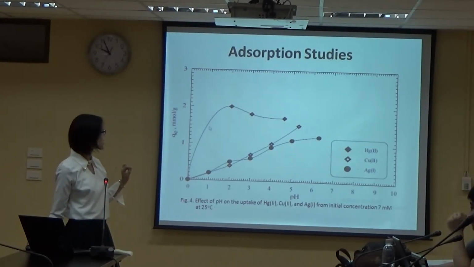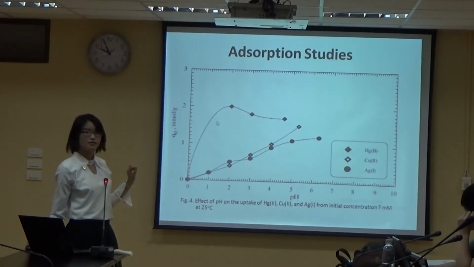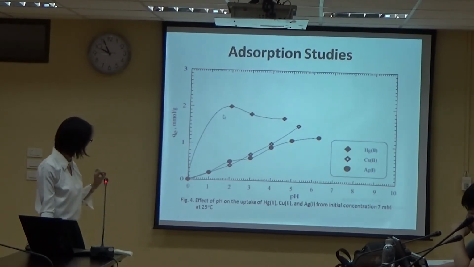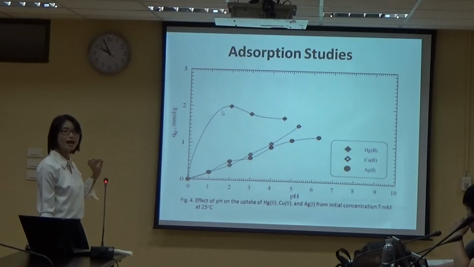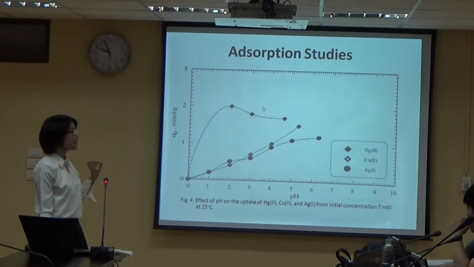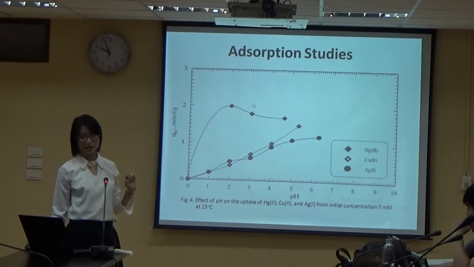On the contrary, you can see that the mercury curve exhibits a different trend from the two curves that I mentioned before. You can observe that at pH 2, the main mechanism is predominantly anion exchange, and after pH 2, the predominant mechanism is governed by complex formation.